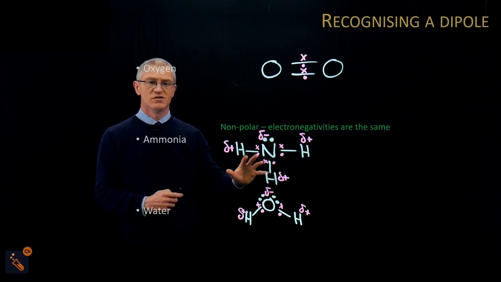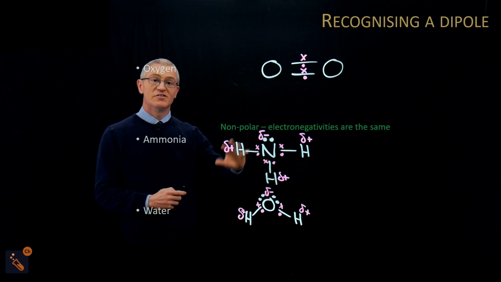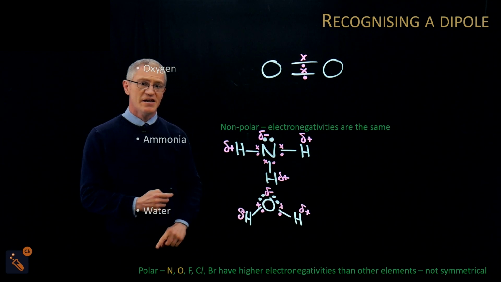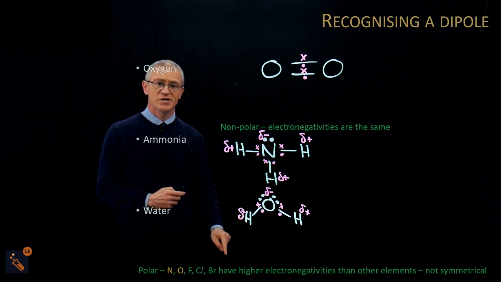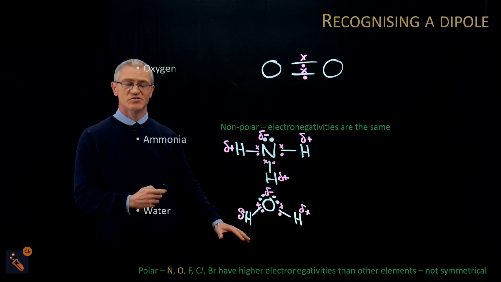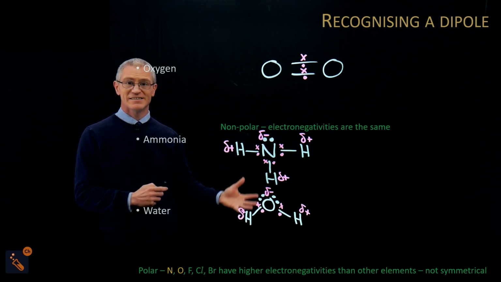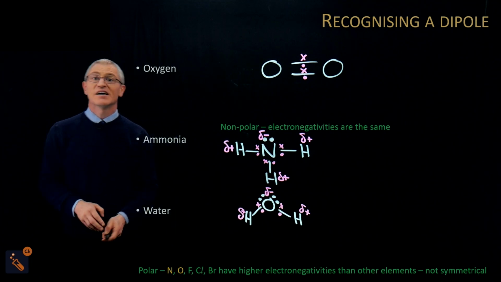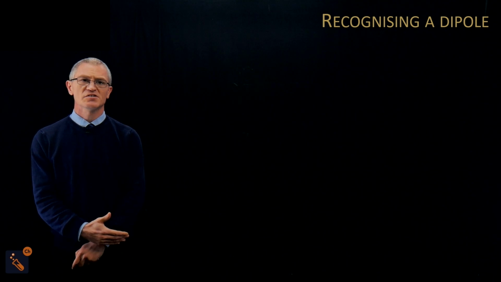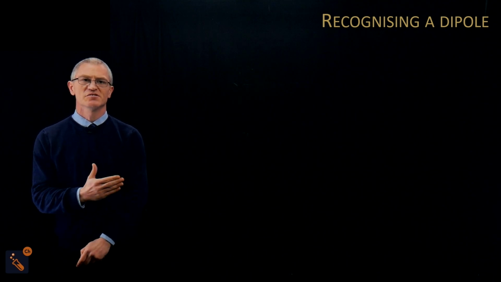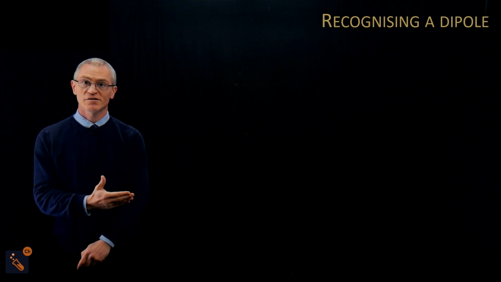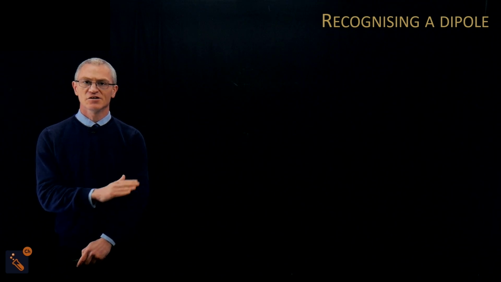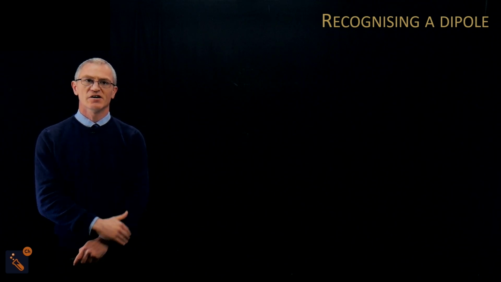And the last thing to mention is the fact that because of these lone pairs, they're not symmetrical, any of these. Because they're not symmetrical, the dipoles don't cancel. And that's an important thing. N, O, F, Cl, Br have higher electronegativities than other elements, and in these molecules, they're not symmetrical. So therefore, these are polar, and they have dipoles. So we've looked at examples where you have the same element, therefore there is no dipole, and where you have different elements and some with a higher electronegativity and no symmetry, so therefore they have a dipole.